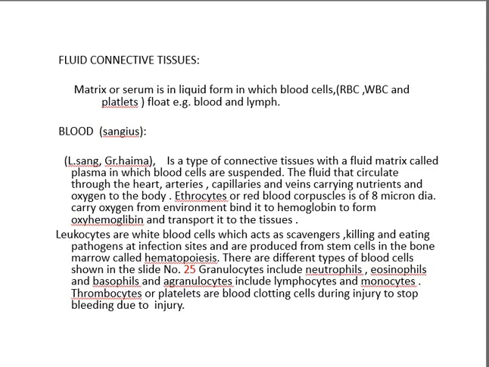There are different types of blood cells shown in slide number 25. Granulocytes include neutrophils, eosinophils, and basophils, and agranulocytes include lymphocytes and monocytes. Thrombocytes or platelets are blood clotting cells that stop bleeding due to injury at the external or internal surface of the body.